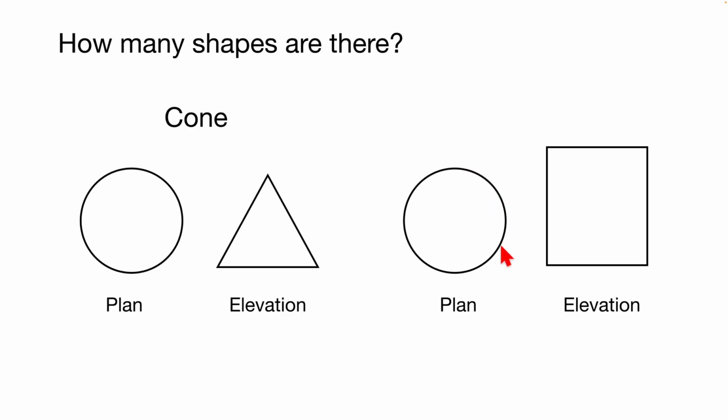Again, this is a circle. This is an elevation. This width is the same as that. So this circle is, well, it's this circle on the top really, isn't it? And that is a cylinder, a circular prism.